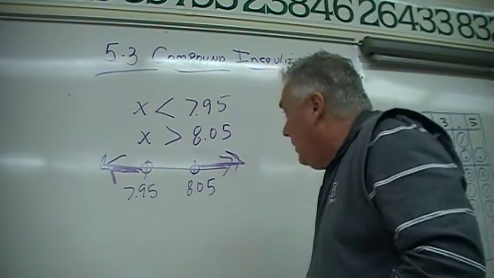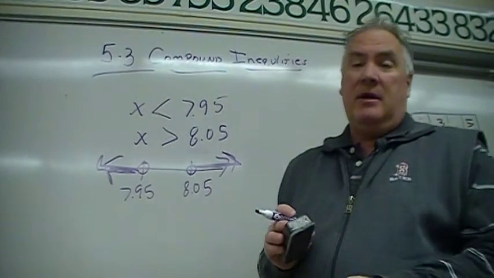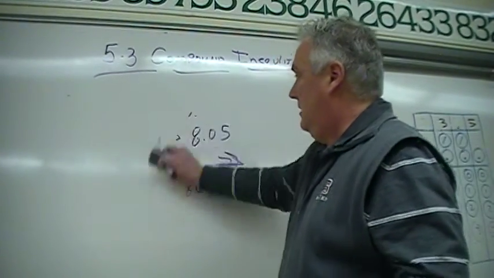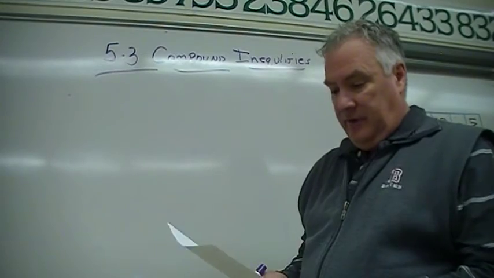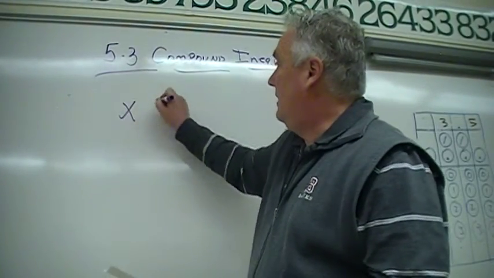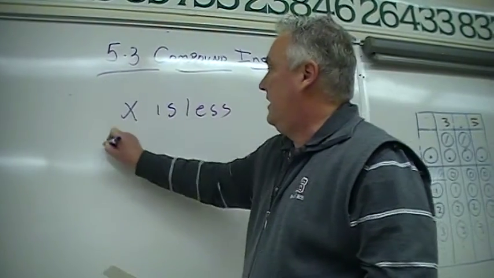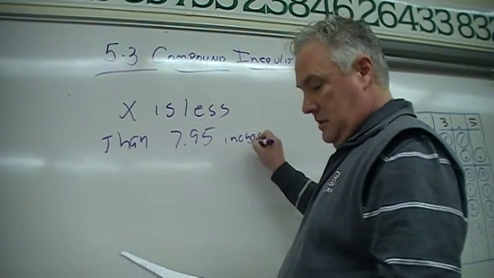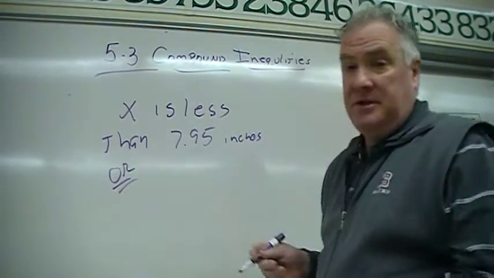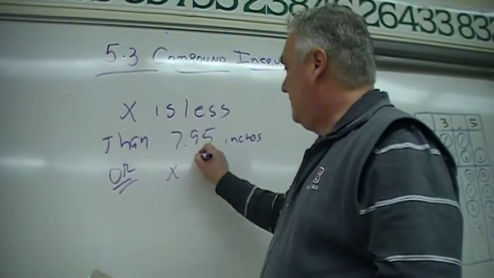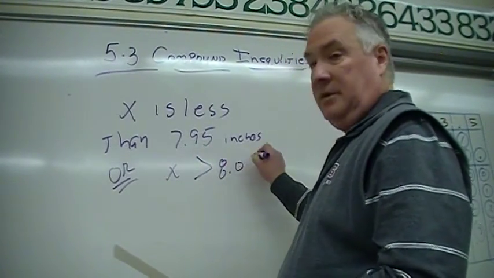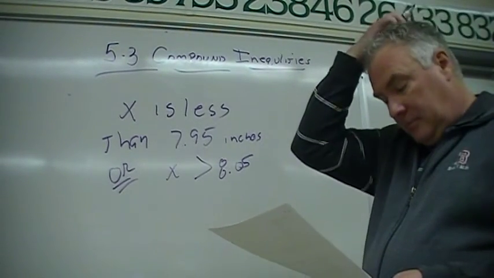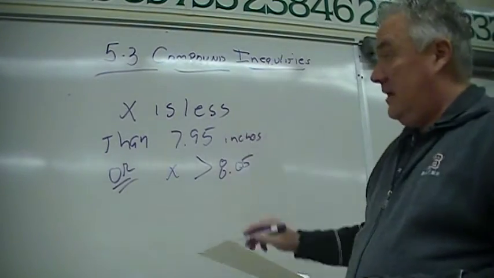Okay, you might need to go back and watch this part again about the "or"s, because it's a little different than the "and." They're going in different ways. So what you're going to write is X is less than 7.95 inches, or, there's the key word there, or X is greater than 8.05. Okay? So, those are the ones regarding the nail.